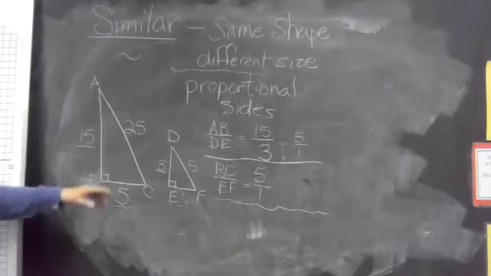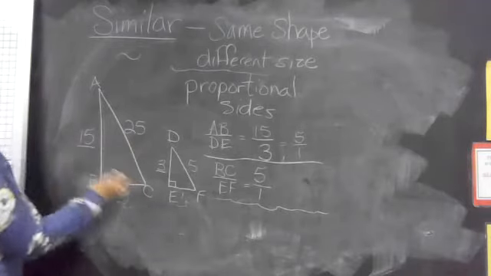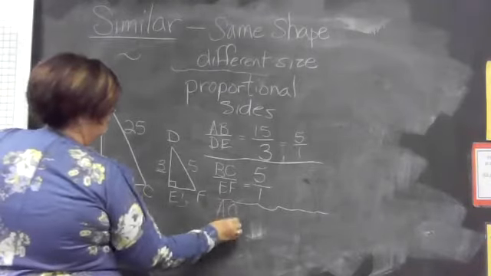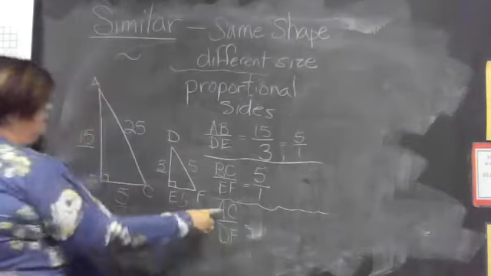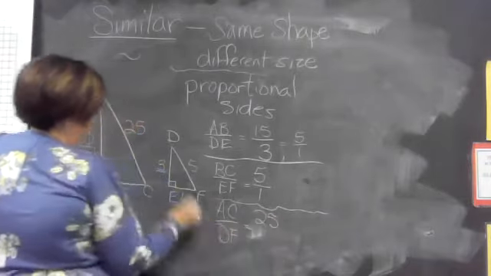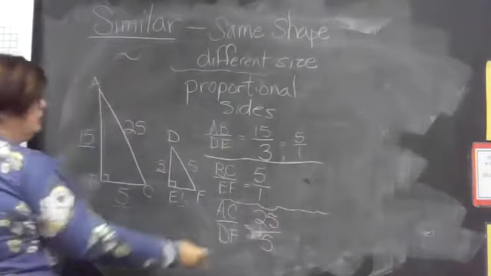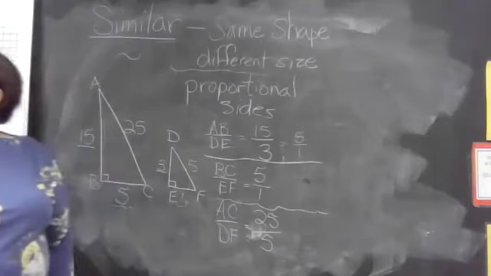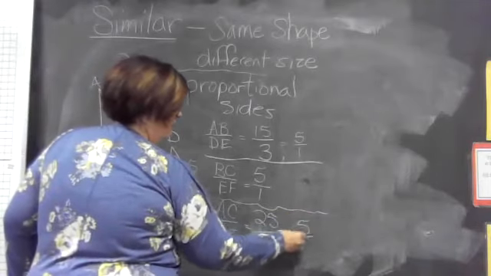And if we did this side and this side, we might as well do this side, okay? So I'm going to write a ratio of AC to DF. The length of AC is 25. The length of DF is 5. I went big to small because that's what I'm doing every time. Stay in the pattern. And when we simplify 25 over 5, what do we get? 5 over 1.